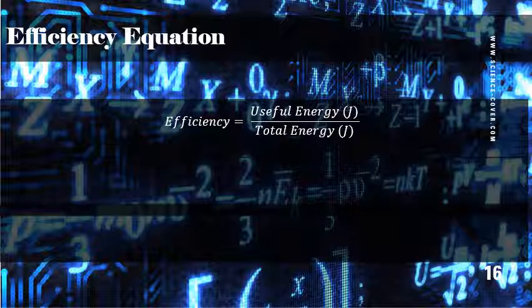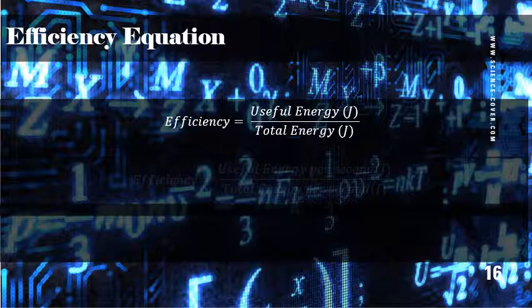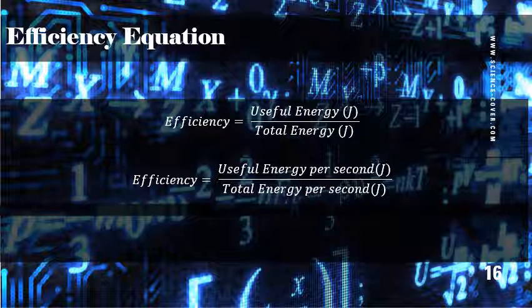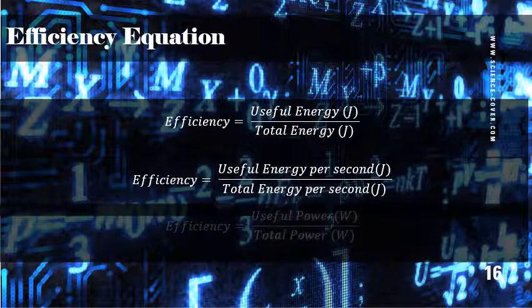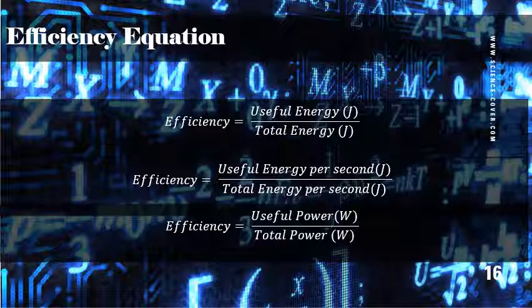The efficiency equation is really just a comparison, a ratio comparing the useful energy produced against what we started with. This ratio stays the same no matter what time period we measure it over. So if we look at the energy over 1 second, then we can change the equation to become the efficiency is the useful energy per second over the total energy per second. Now, energy per second is actually the power. So again, we can change the equation to become the useful power divided by the total power.